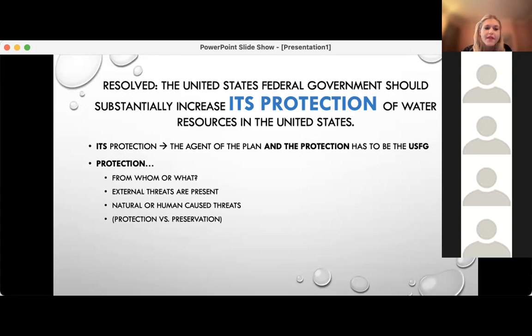In the literature, there's a distinction between protection and preservation. Because this is about water resources, it's about protecting our water resources from harm, not just preserving ocean or marine ecosystems just for the sake of preserving them.